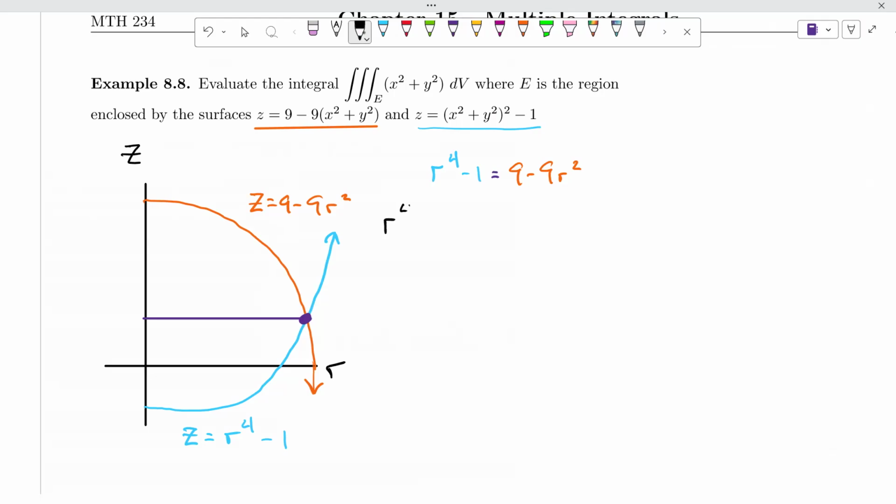This looks like r to the fourth plus 9r squared minus 10 equals 0. Right, I'll just move all of my terms over to one side. And then I have what is effectively a quadratic equation. And that thing is hopefully factorable. Though if it weren't, I could always use the quadratic formula. But this one is factorable. I've got r squared plus 10 times r squared minus 1 equals 0.